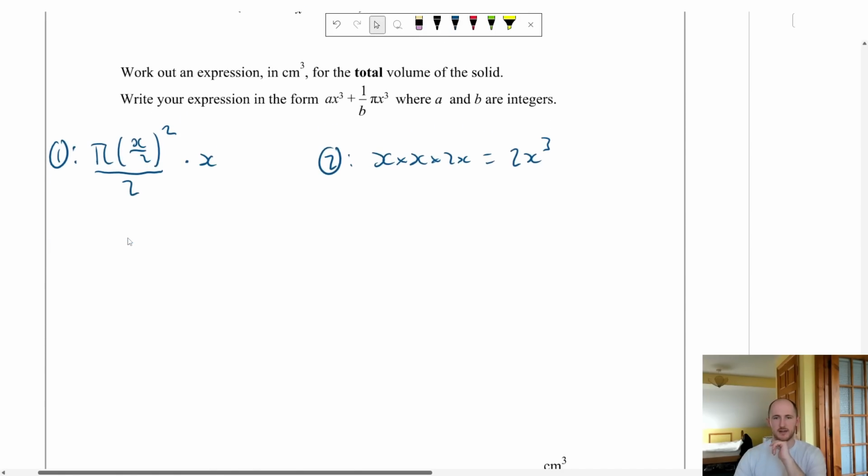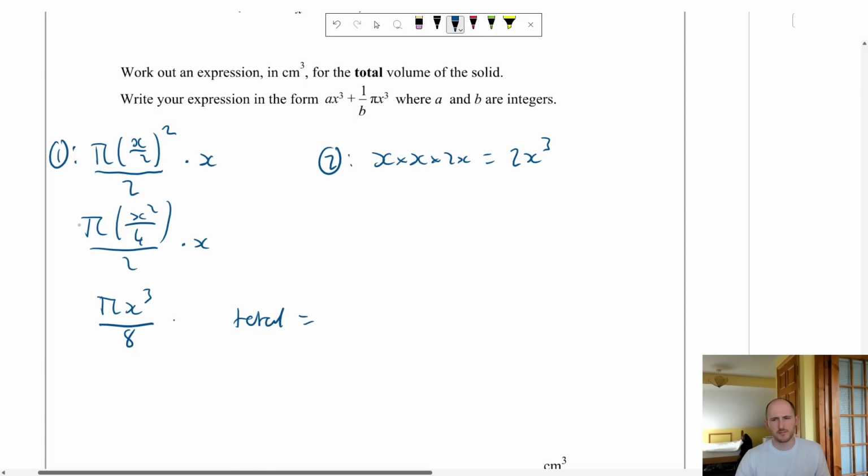This heinous looking thing is going to be, how do I want to do this nicely? Okay, simplifying this is slightly annoying, but that's fine. Pi x squared over 4 divided by 2 times x. So that would be pi x cubed over 8. And we're going to add, so for the total volume now, we're just going to do pi x cubed over 8.